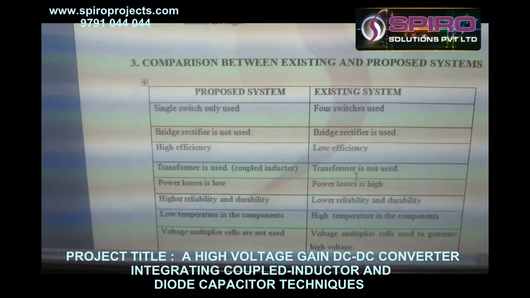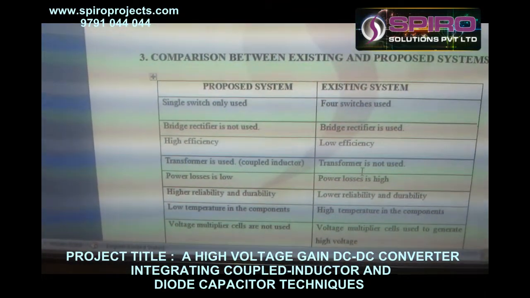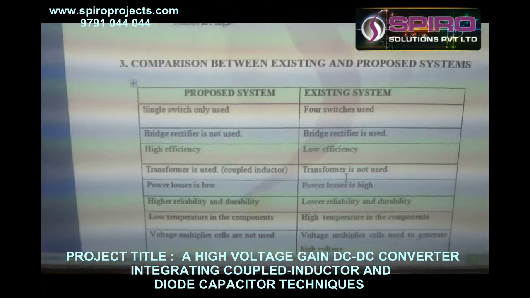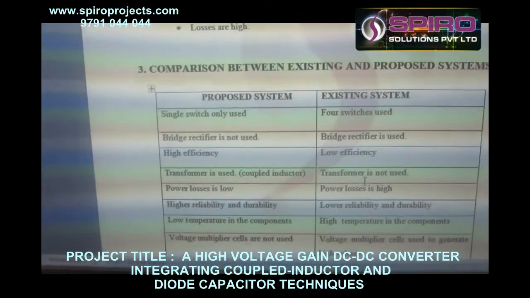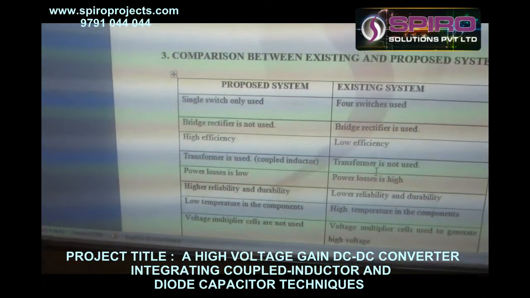The power loss is very low in the proposed system, while the existing power loss is very high. The proposed system has higher reliability and durability, and voltage multiplier cells are not used.